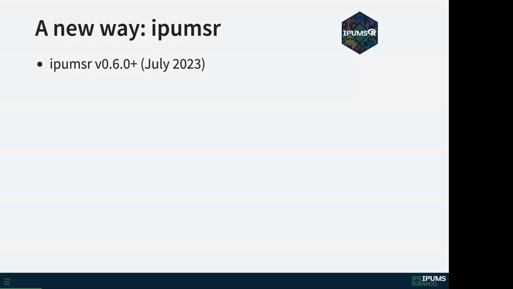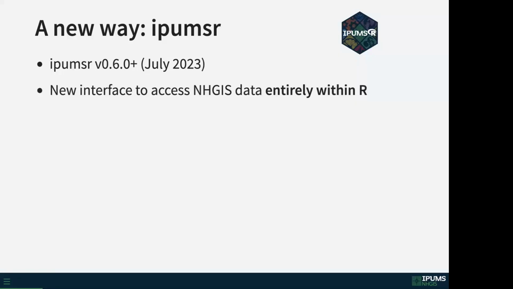If not, make sure that you have the latest version of the package. Otherwise, you won't see some of the things that I demonstrate. If you've used IPUMS in the past, you can just reinstall it and you should get the updated version. And what this provides in this release is a new interface to access NHGIS data entirely within your R environment. So the web application that I just introduced, you don't need to do that. You can actually write code in R to do everything that you could do in the web app.